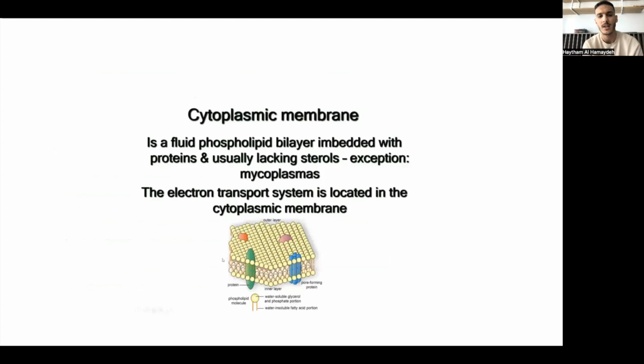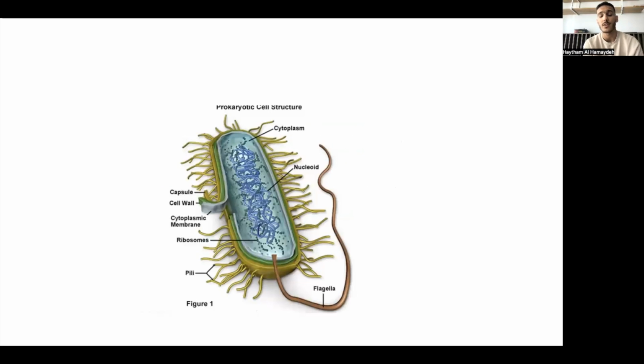The cytoplasmic membrane is a structure that basically surrounds the cytoplasm of the bacteria directly. It is a fluid phospholipid bilayer and has proteins. It does not have sterols, except for a bacteria called Mycoplasma. The electron transport system is located in the cytoplasmic membrane, and electron transport is used basically for producing ATP. So this is basically the structure of the bacteria she showed us.